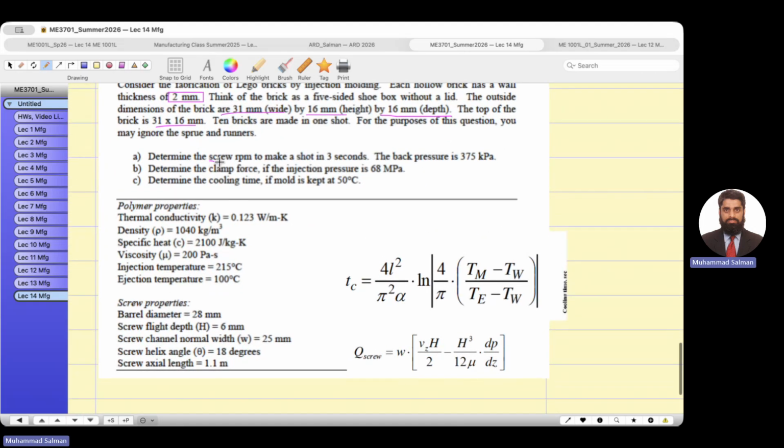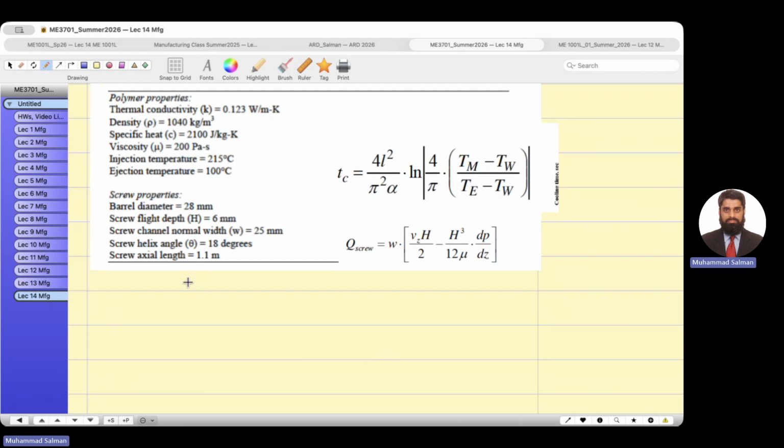Determine the screw RPM to make a shot in 3 seconds. So Q, we have to find out what is the VZ for the screw. So Q screw is the volume divided by time. And the height, let's plug it in. Height is 6. And the width is 25. This is 25.